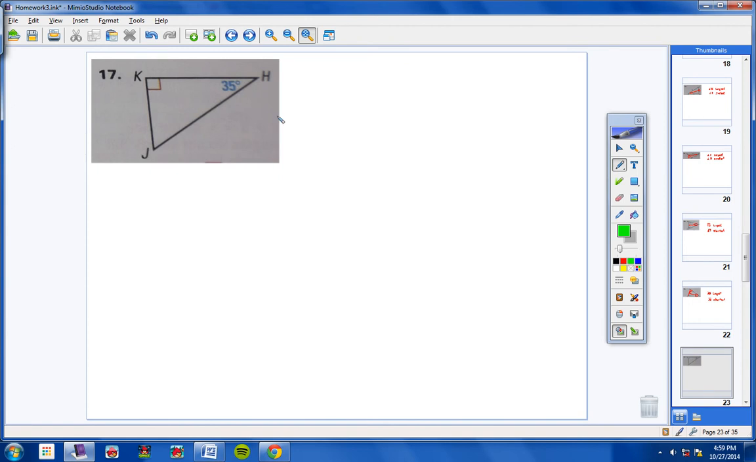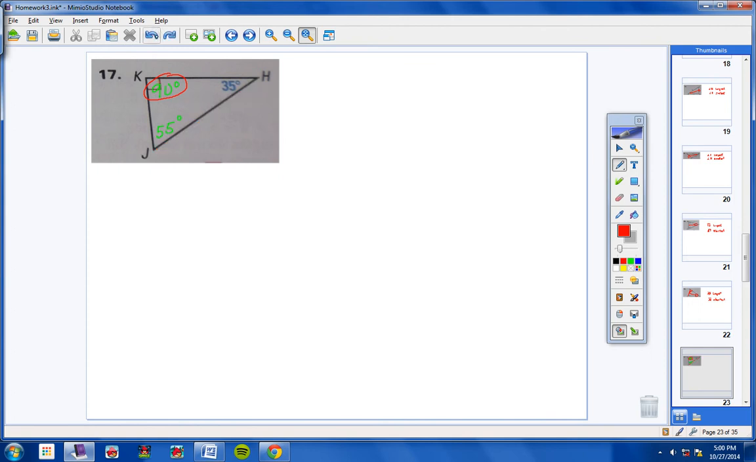We know this is 90 degrees right here. 90 plus 35 is 125. So this angle here must be 55 degrees. Okay? So here we go. Let's go ahead and circle the largest angle, which is 90, and then go straight across, and this side here must be the longest side because it's across from the largest angle.